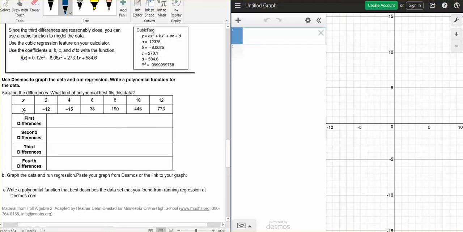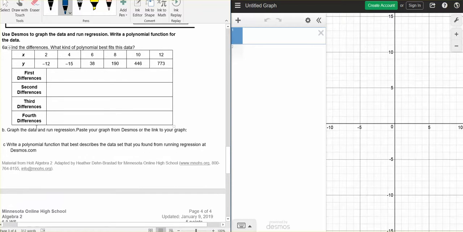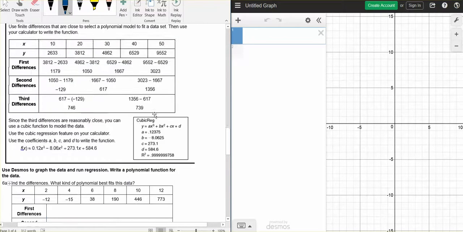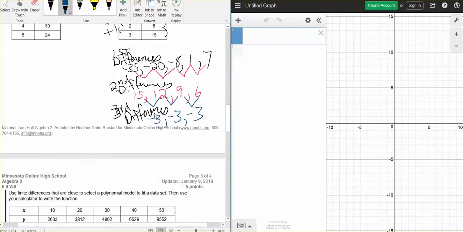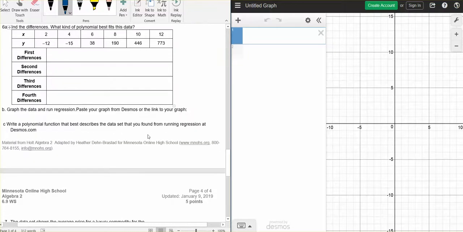So in number 6, you're going to find the first differences, the second differences, the third differences, the fourth differences. And when you find the differences that are very close to each other, then you'll say, oh, so maybe that's a cubic, or maybe that's fourth degree, which would be quartic. So once you figure that out, then we'll run regression.